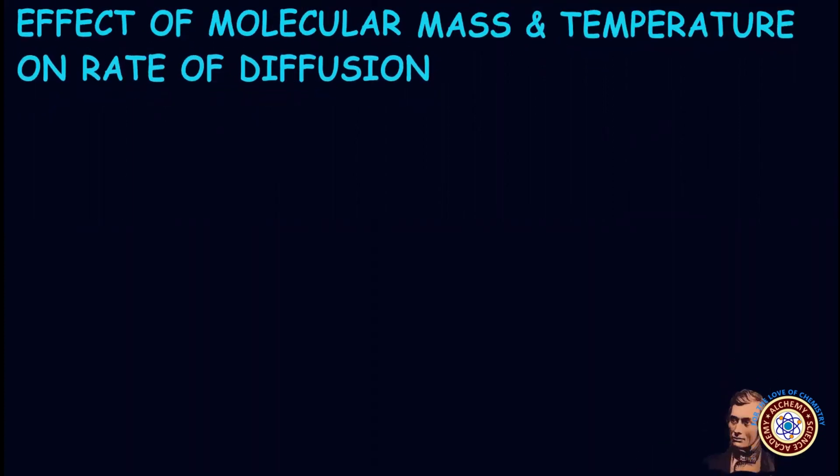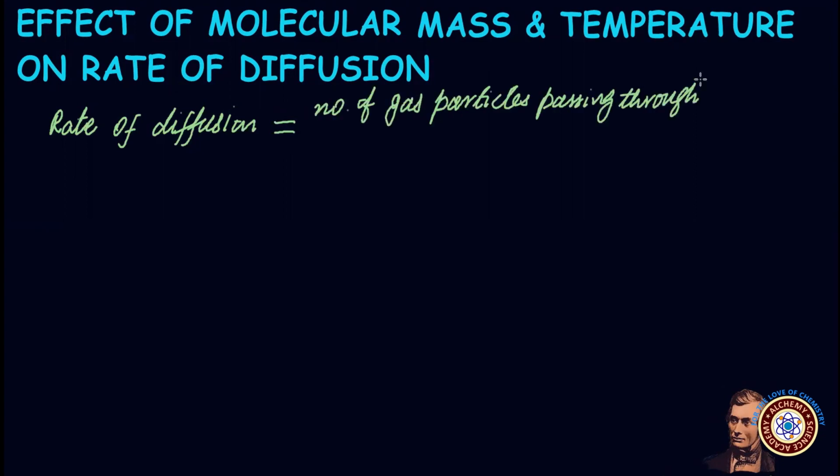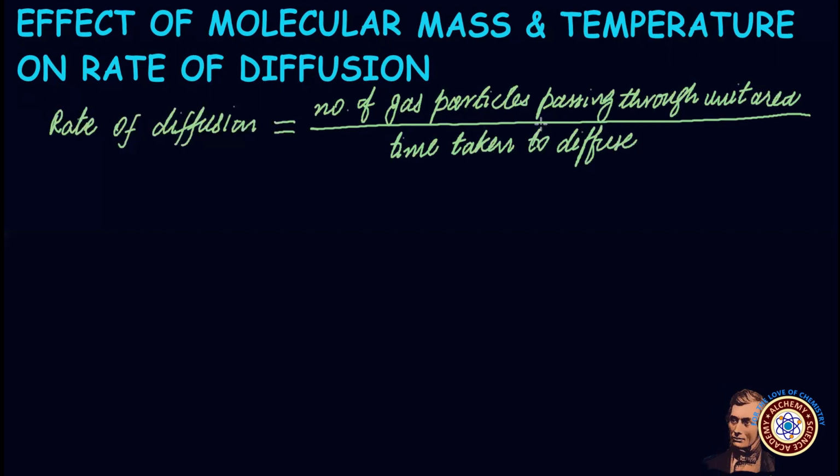Before explaining the effect of these factors on the rate of diffusion of gases, we have to understand what the rate of diffusion is. Rate of diffusion is the number of gas molecules, or gas particles, passing through unit area divided by the time taken for the particles to diffuse.